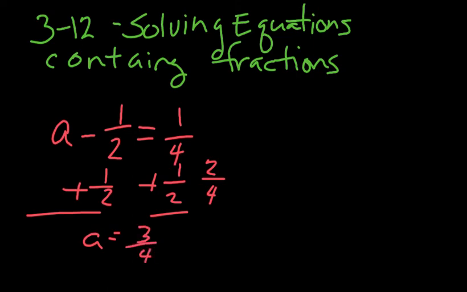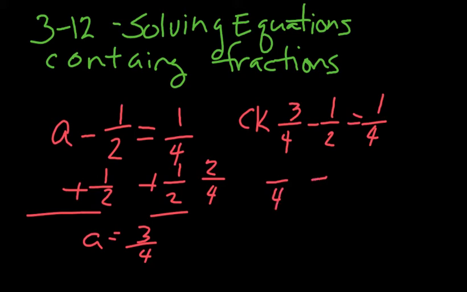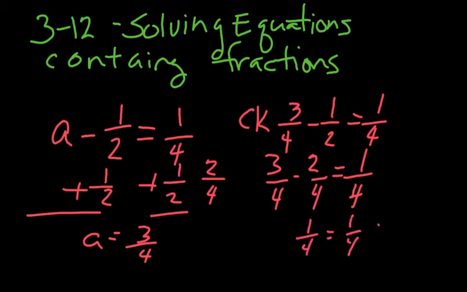So A is 3/4. To check it, you put 3/4 in A's spot and check to see if that really works. 3/4 minus 1/2. If you need to stack them, that's okay. You don't have to. You could just get a common denominator of fourths and go 3/4 minus 2/4 equals 1/4. Yeah, it does. 3/4 minus 2/4 is 1/4. So 1/4 equals 1/4, and it checks.